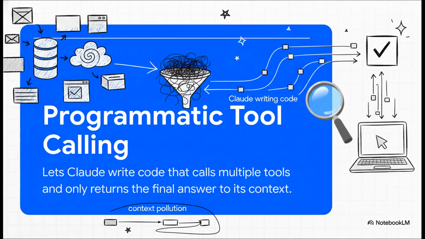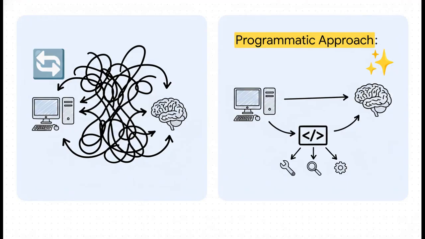All right, the next piece of this is programmatic tool calling. And this tackles a problem you could call context pollution. Normally, every single tool call and all the raw data it spits back out gets dumped right back into the conversation. It's a mess. With this new way, Claude just writes a little bit of code, like a Python script, that handles calling multiple tools, chews through all the messy data, and only passes the clean, final answer back to the model.